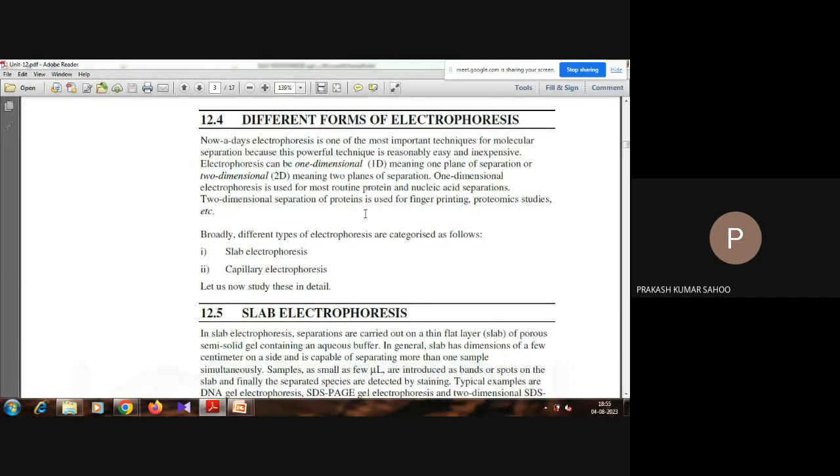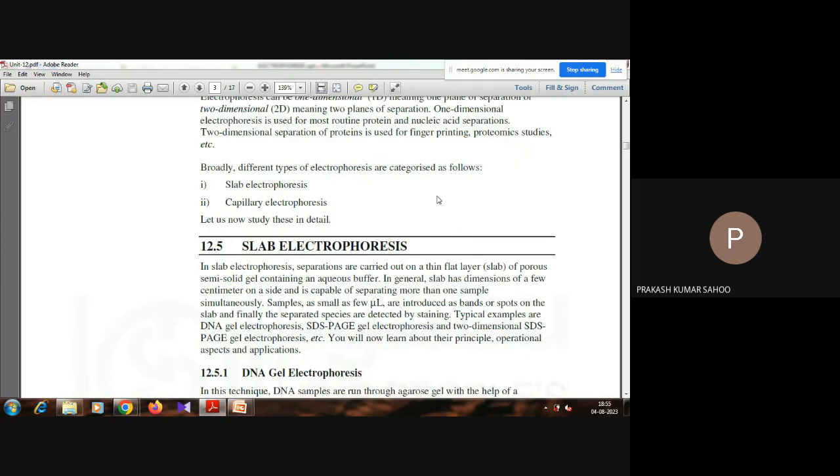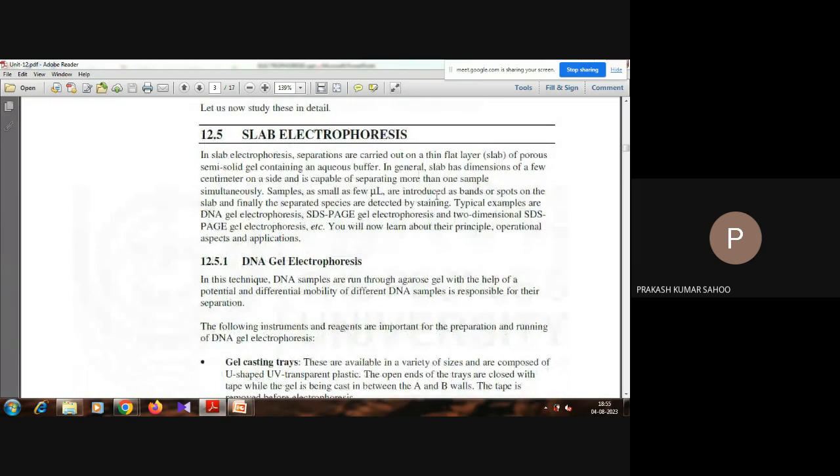Different forms of electrophoresis: slab electrophoresis and capillary electrophoresis. And before that, we have one dimensional and two dimensional. Just to go through these things. In slab electrophoresis, separations are carried out in a thin flat slab of porous semi-solid gel containing an aqueous buffer. It is also a gel, the semi-solid.